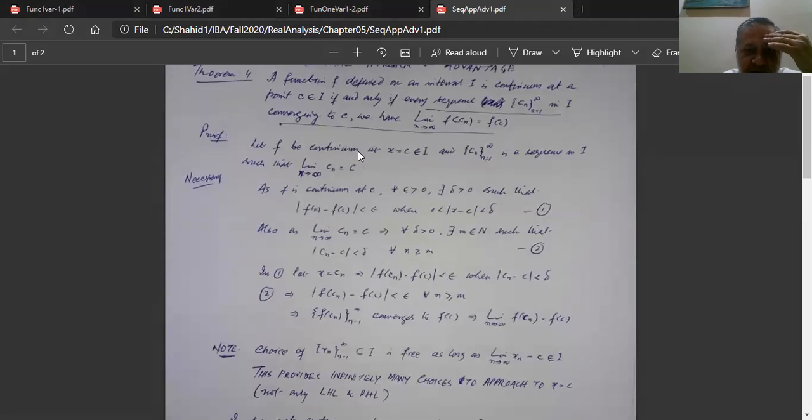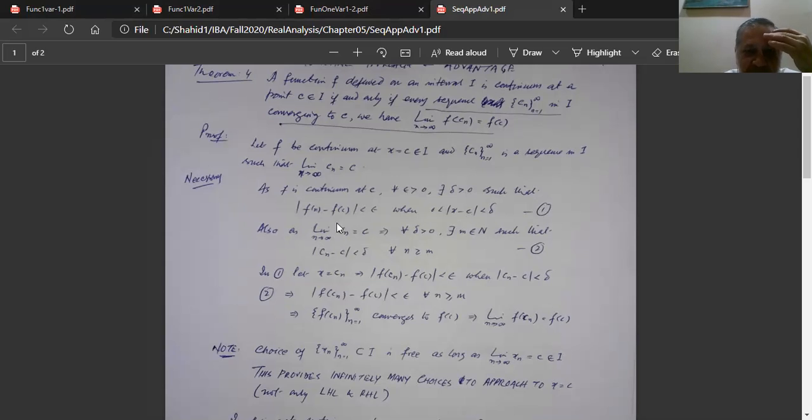Let f be continuous at x equal to c, and a sequence is there in I. That means every term of the sequence belongs to the interval that we are talking about, and that sequence converges to c, where we are discussing the continuity. As f is continuous at c, for every epsilon greater than 0, there is a delta greater than 0 such that |f(x) minus f(c)| is less than epsilon whenever x belongs to the deleted neighborhood of c.